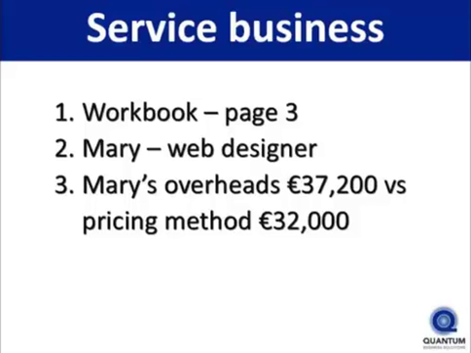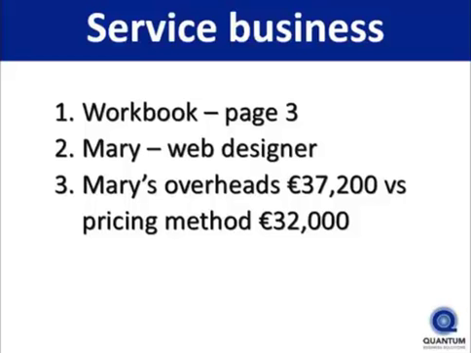Now if you look back at page 3 again, you'll notice there's a bit of an issue here with Mary's pricing. If you look at the top half of the page, figure A, total costs, Mary's total cost is 37,200, and if you look at figure B below it, her total sales target is 32,000. So Mary is pricing to recover 32,000 and yet her total costs are 37,200. So there's a gap there of 5,200.